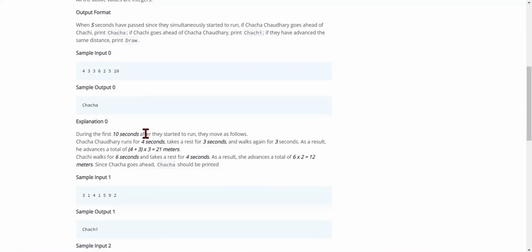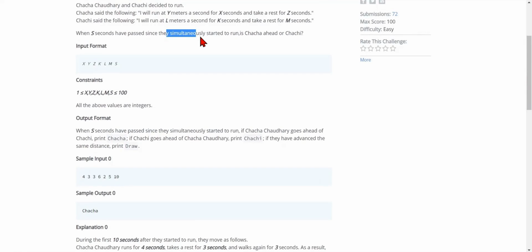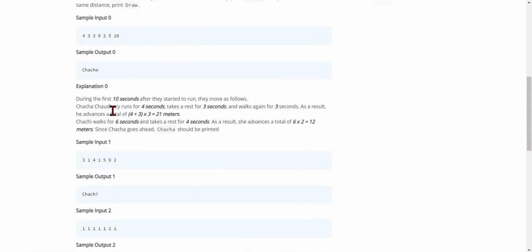During the first 10 seconds, they start to run simultaneously according to the given question. Considering Chacha, initially Chacha will run for 4 seconds as given in the input, with a speed of 3 meters per second. After running for 4 seconds, Chacha will take rest for another 3 seconds as given in the input. So we have 4 plus 3, which is equal to 7. But we need to calculate the distance at t equal to 10 seconds, so we need to consider 3 more seconds.